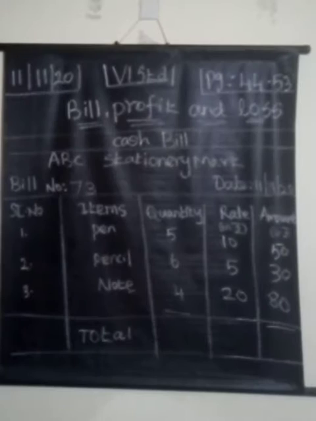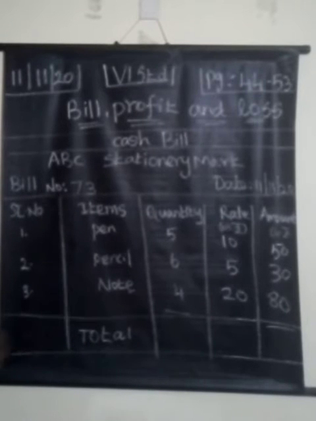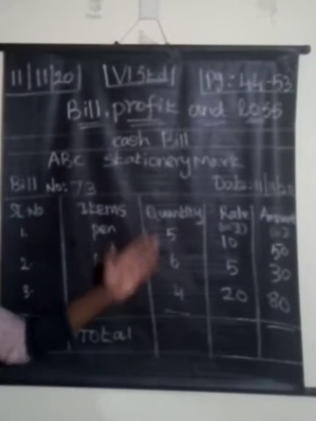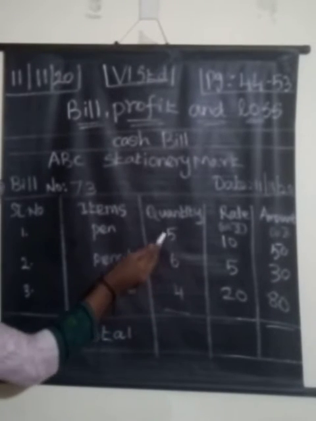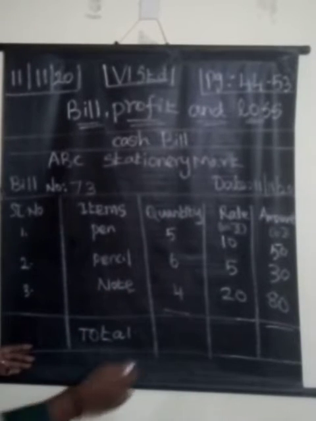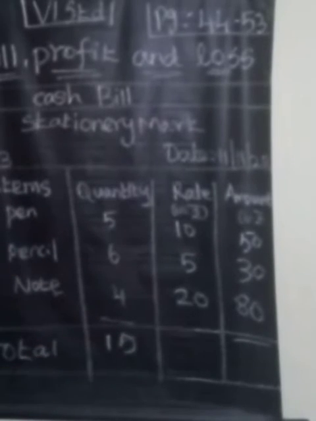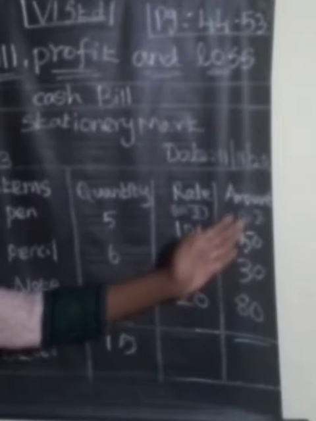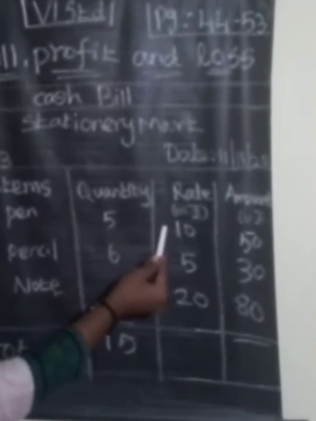Next, how can we verify the bill? First check the items, and then the quantity, the total of quantity. Here the total of quantity is 5 plus 6, 11, 11 plus 4, that is 15. So that is the total number of quantity. And then the total amount. What is the total amount? Quantity multiplied by rate.